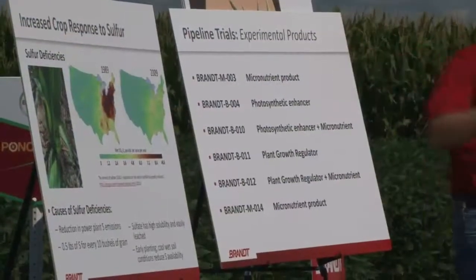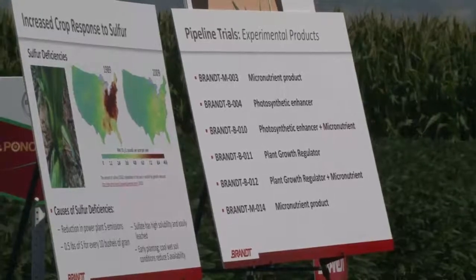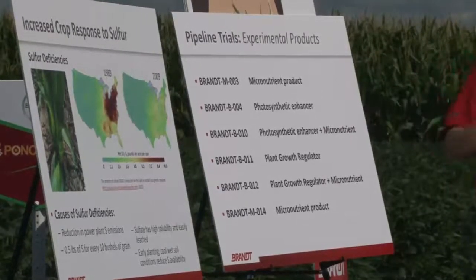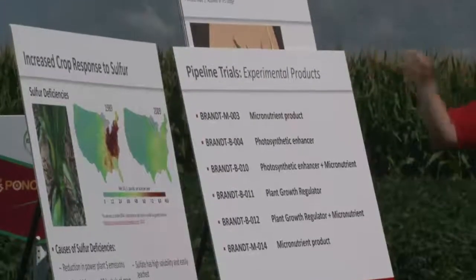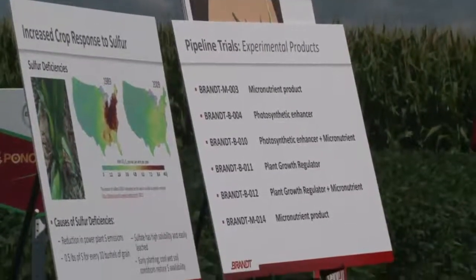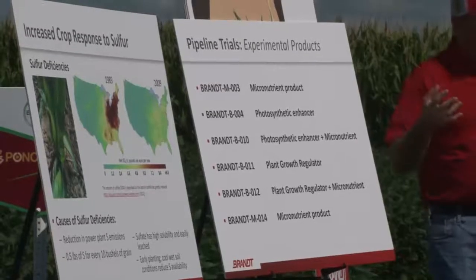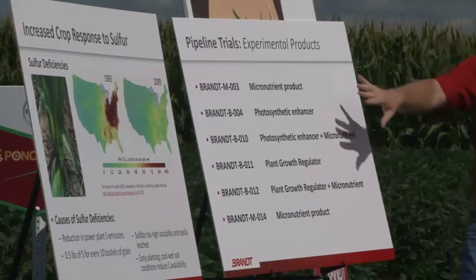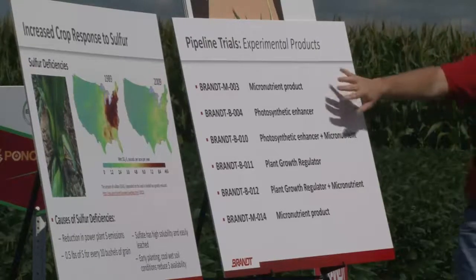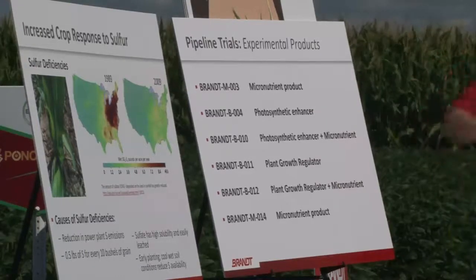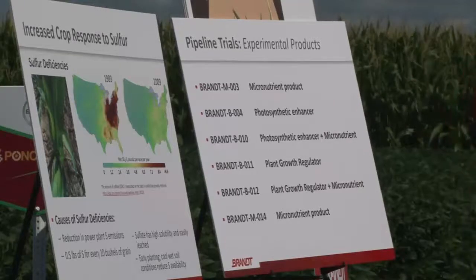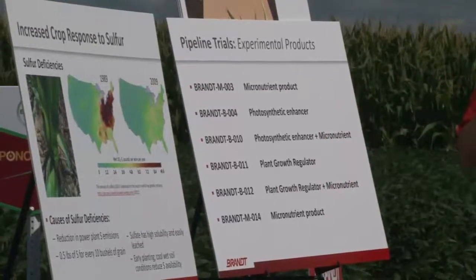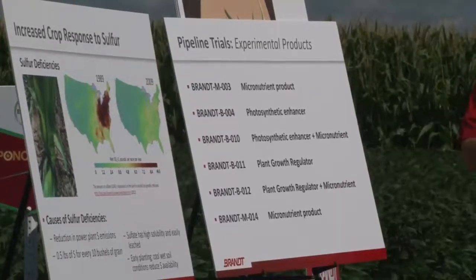Pipeline trials, basically we're looking at experimental products, okay? And anything that wins down here on these pipelines or looks good, we're going to go ahead and bring it up to this farm and look at it in Pleasant Plains a second year, okay, and in more detail. So just a snapshot of what we're doing down there. Basically looking at micronutrients plus things like photosynthetic enhancers, PGRs, plant growth regulators, both by themselves and in combination.